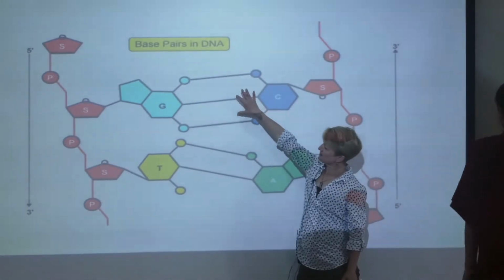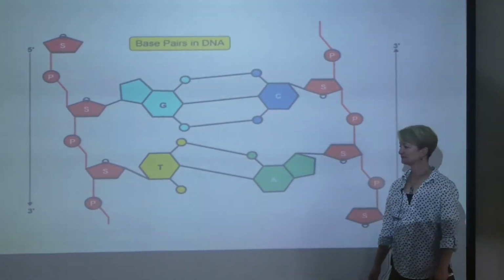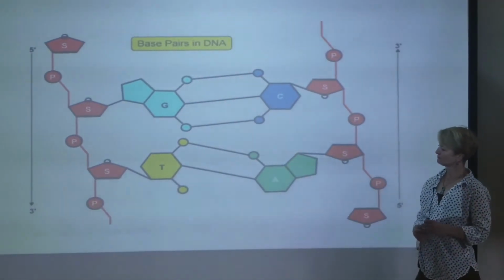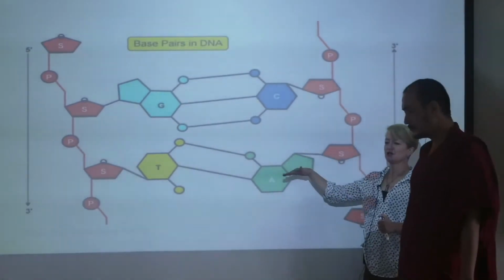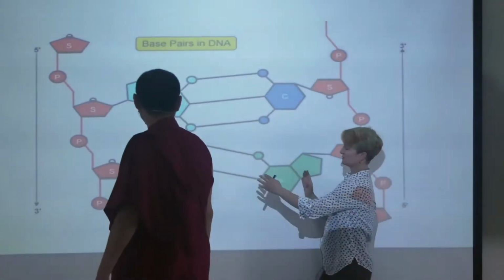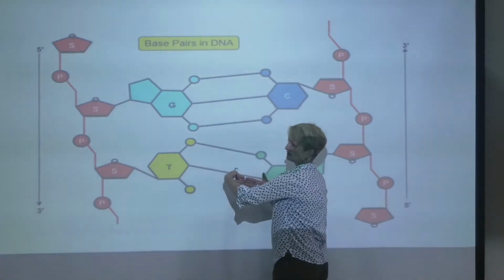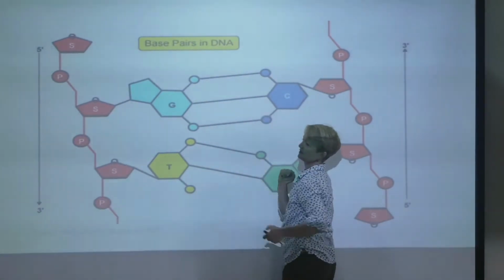and 3 hydrogen bonds that hold the C and G together. And it's not important to know that number, but it does make AT pairing a little less stable than GC pairing.